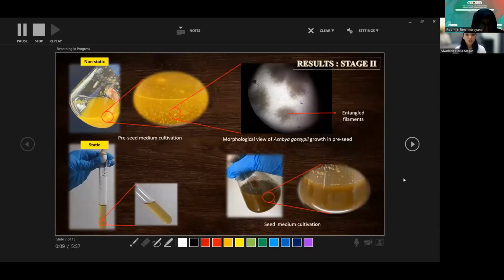The inoculum itself has 2 stages, where we have to prepare the pre-seed for 3 days. These pre-seeds contain yeast and dextrose, and the mycelium that it produces is very much visible compared to the seed medium. When we view under the microscope, the filaments tend to be entangled, and in the seed medium, it is not that visible. The composition of seed medium is corn steep liquor, yeast extract, and oil substrate. This was cultivated for 24 hours only before being transferred into production medium for further experiment.